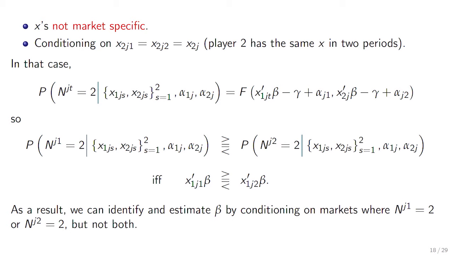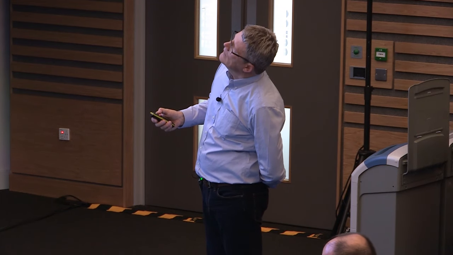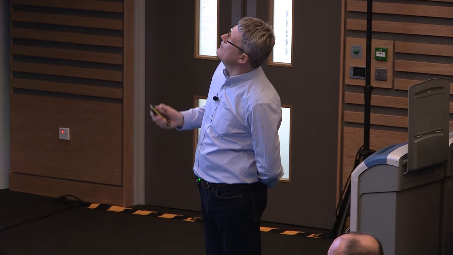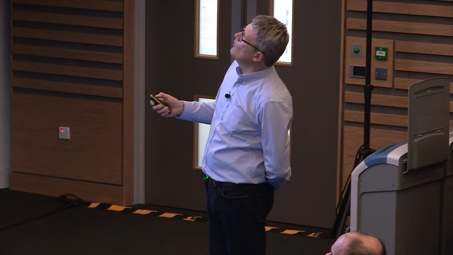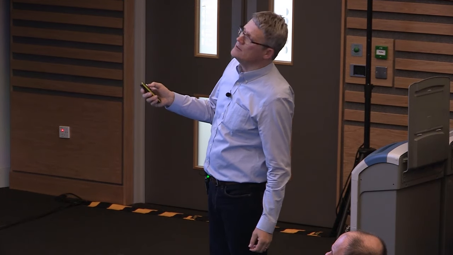That works. If the x's are not market specific, you can also do conditioning arguments, so that implicitly assumes some support conditions about the x's. But suppose we condition on player 2 having the same x in 2 time periods, then again we can ask what is the probability that there are two firms entering in a given time period. It has this form here where F is the joint distribution of the 2 epsilons.